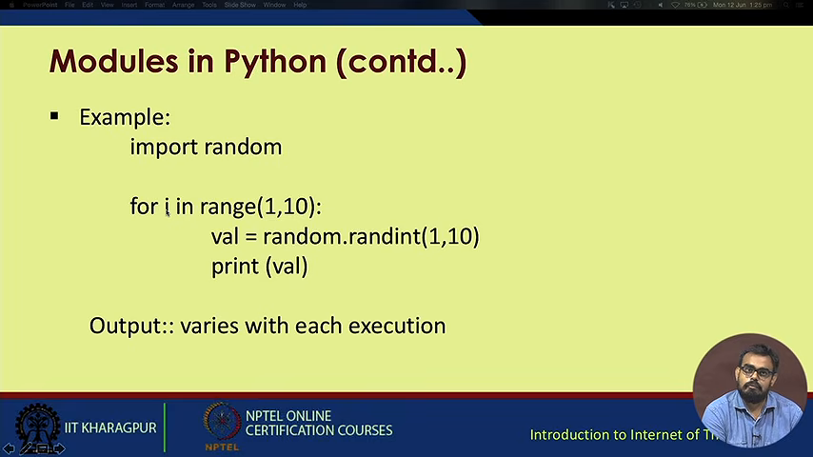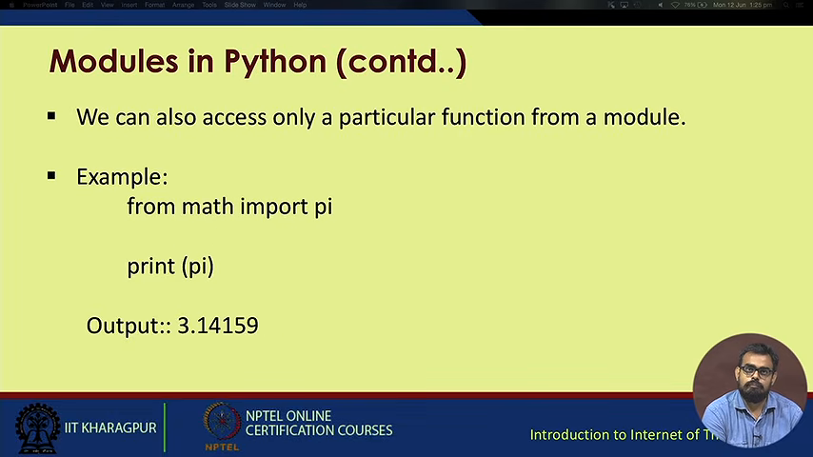So for example, this script, for i in range 1 to 10, as in you have a list of 9 numbers, 1, 2, 3, 4 up to 9. Value is random dot randint 1 to 10. It will randomly generate numbers between 1 and 10 and print value. So since this is a random number generator, the output will vary upon each execution. So it's better you try this yourselves. So you can also try a particular function from within a module, like from math import pi and then print pi. It will just print the value of pi.